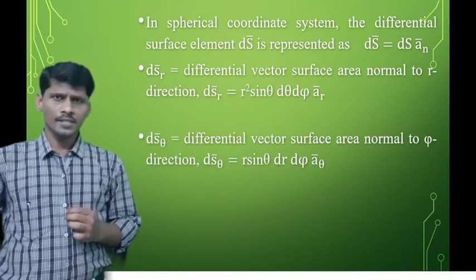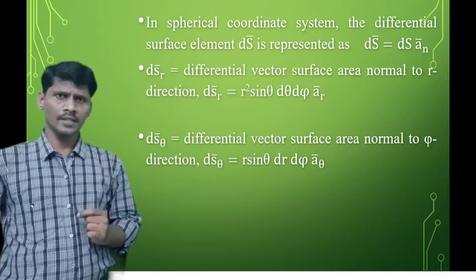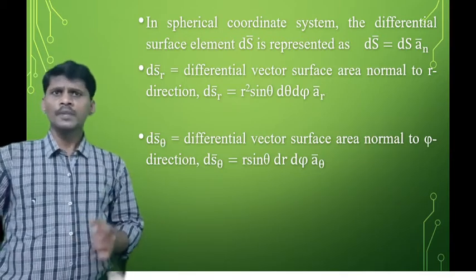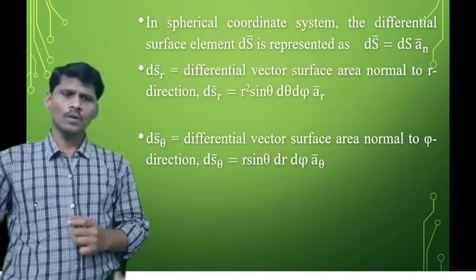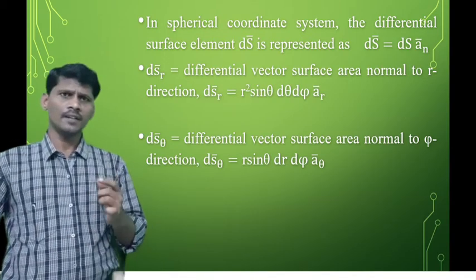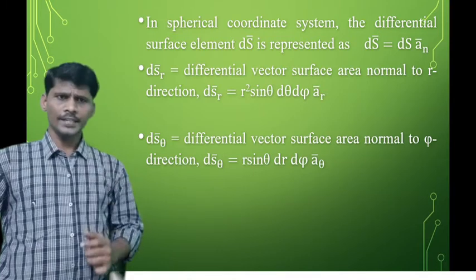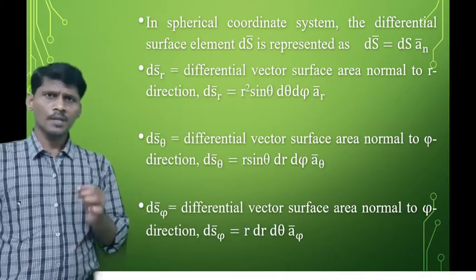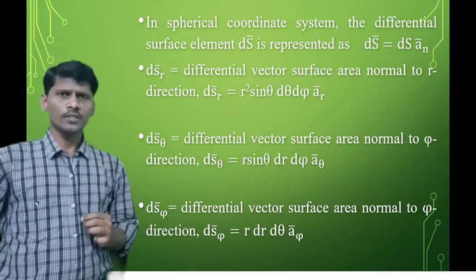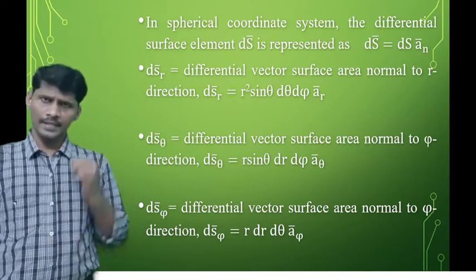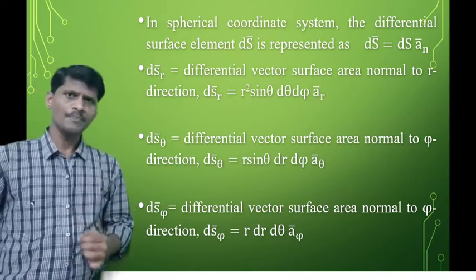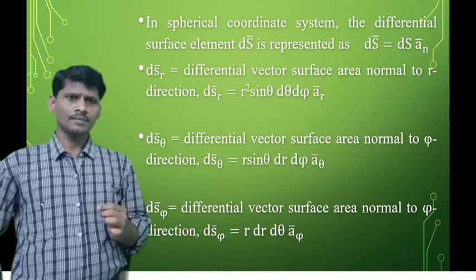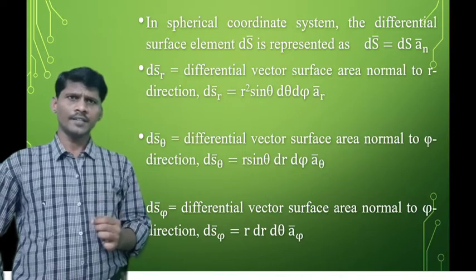dSθ bar is the differential vector surface area normal to θ direction, and it is given by dSθ bar equals r sin θ dr dφ into aθ bar. And dSφ bar is the differential vector surface area normal to φ direction, and it is given by dSφ bar equals r dr dθ aφ bar.